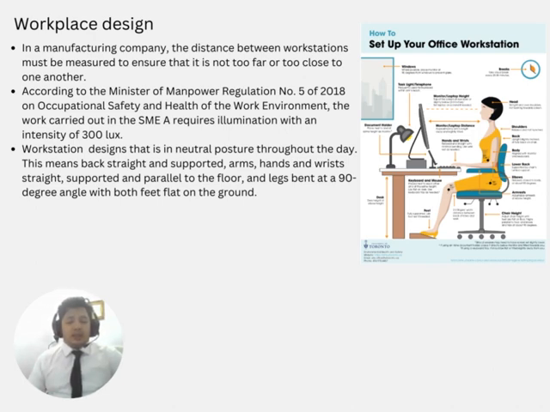In the less extreme condition, an ergonomic problem occurs when people carry heavy loads from one workstation to another. If it's too far and the load is too heavy, it will cause ergonomic problems for them. Second, according to the Minister of Manpower Regulation number 5 of 2018 on occupational safety and health of the work environment, the work carried out in SMEs, small medium enterprises, requires illumination with an intensity of 300 lux. So the lighting is also a form of ergonomic implementation.